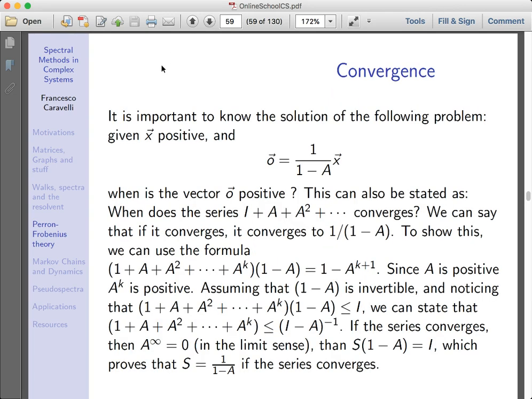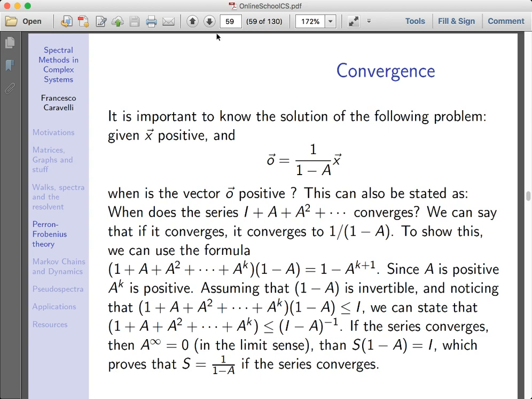Another thing that you may ask is the solution of the following problem, and we're going to see this in detail later in the applications. You might wonder when, for the resolvent with z equal to one, the resolvent is a positive quantity. And this has some applications in economics, in input-output theory.